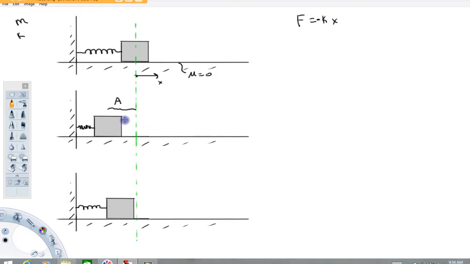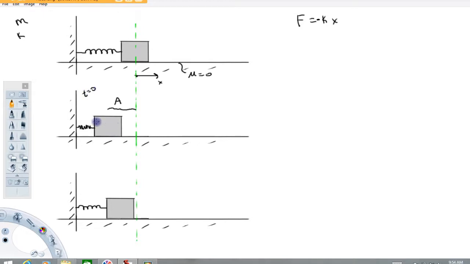Now as far as how to analyze it, there are two types of equations we can write for this system. One is a Newton's second law type of equation, and two is a work-energy type of equation. So I'm going to write out both. You'll notice I've already drawn the picture. Here's a picture of the system at equilibrium. Here's a picture of the system at a time I'm going to call t equals 0.